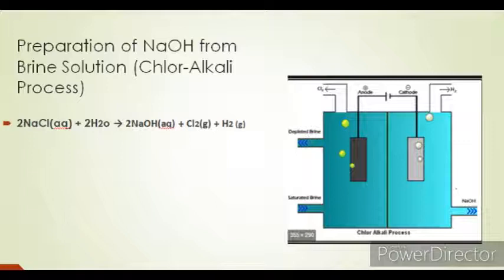Chlorine is released in the gaseous form from the anode, and hydrogen is also released in gaseous form from the cathode. Now the three products which are released are all useful in their own ways, the uses of which have been discussed in the next slide.